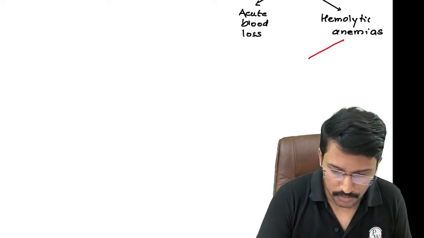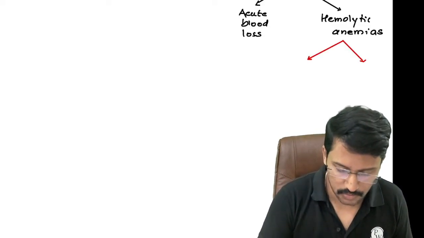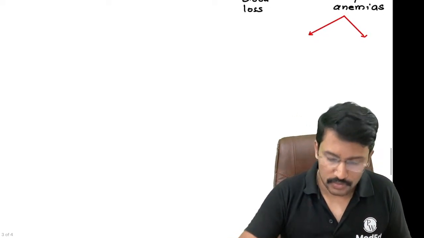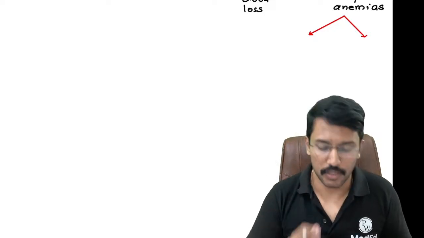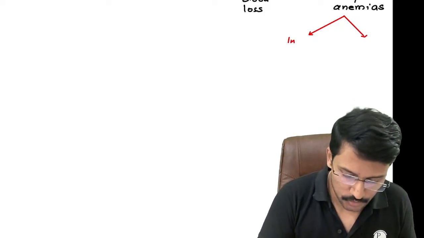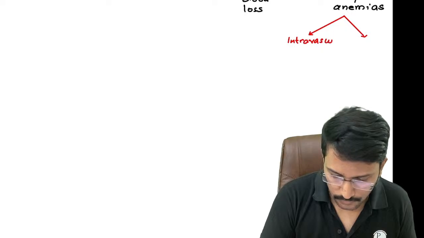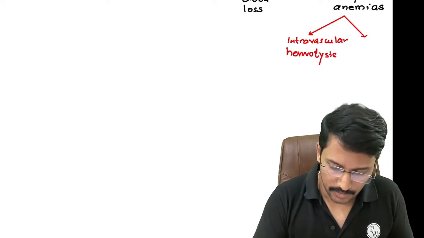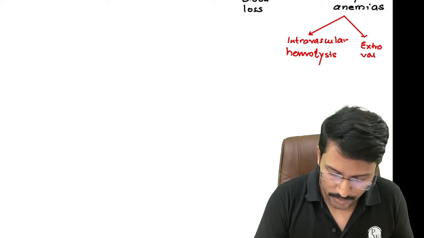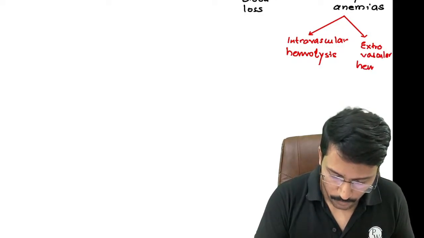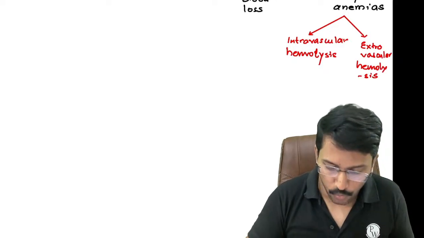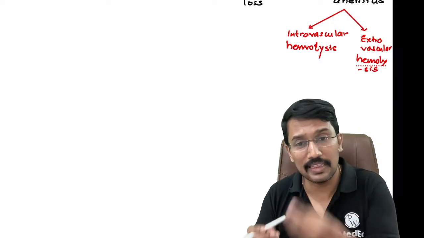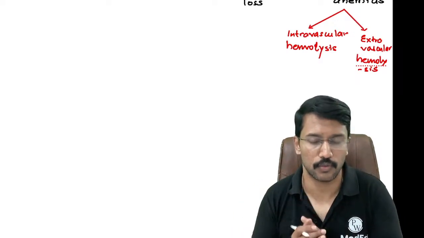Hemolytic anemia can be further classified into two situations. One is where the destruction of the RBCs is happening inside the blood vessel. In that case, we call it intravascular hemolysis. Another one is referred to as extravascular hemolysis. Basically, if the RBCs are broken down inside the blood vessel, we call it intravascular hemolysis, and if the RBCs are broken down in the spleen or the liver, we call it extravascular hemolysis.